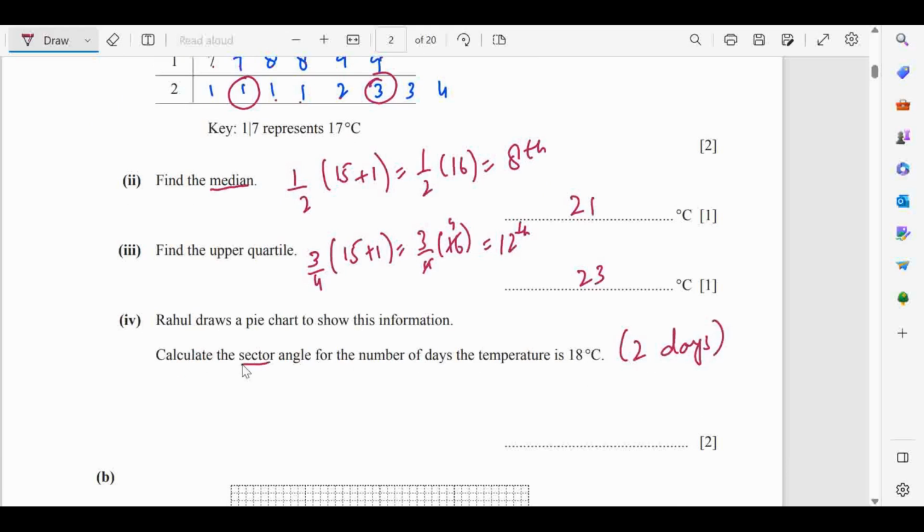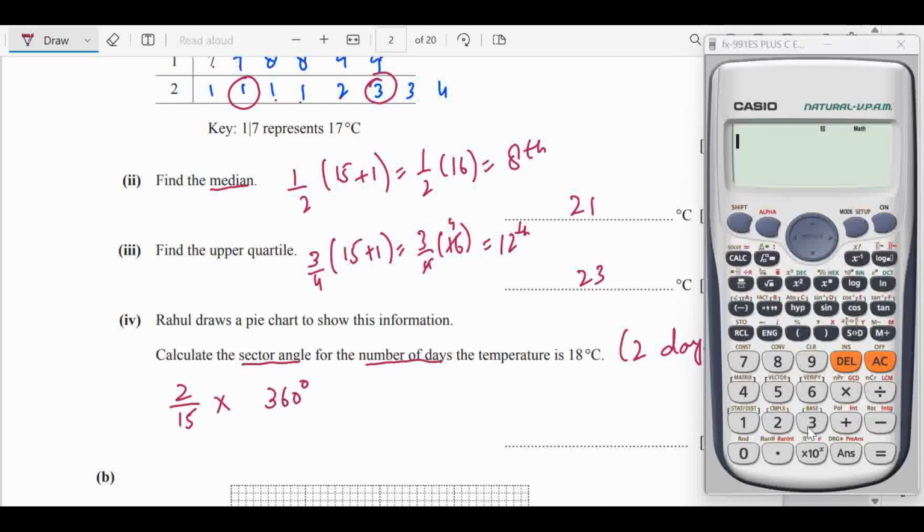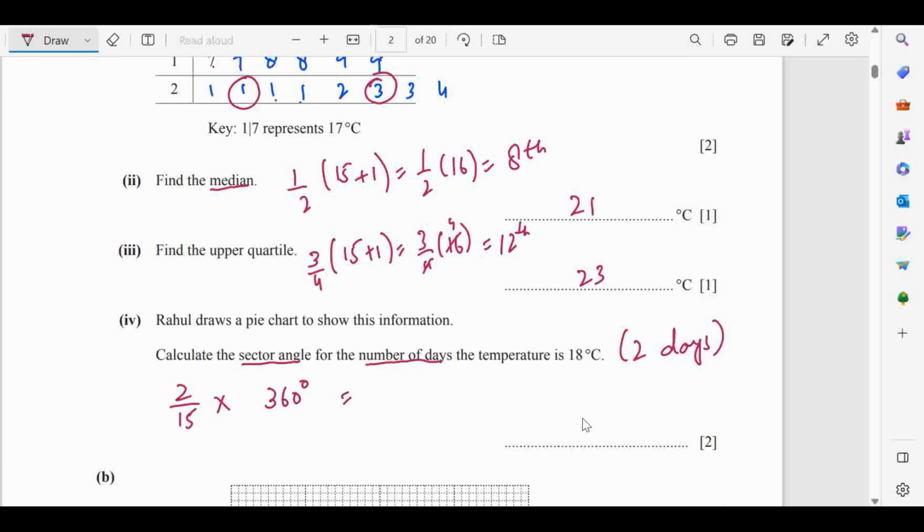Now we need to find the sector angle for the number of days. This is an important point. The understanding of the question is very important: calculate the sector angle for the number of days. So for the sector angle we have 2 days, and the total is 15. So 2 divided by 15 multiplied by 360 degrees. If we simplify it, 2 divided by 15 multiplied by 360 is equal to 48. So 48 degrees will be the sector angle.